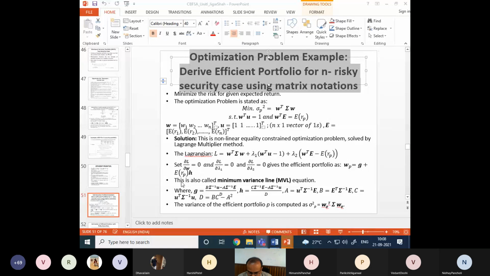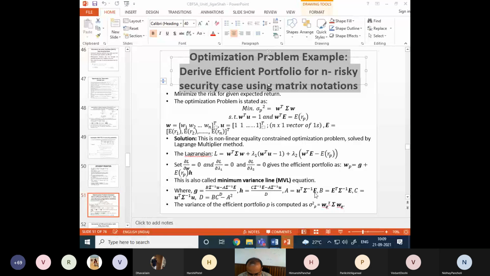E of RP is the given expected return, which is 11%. So G and H need to be evaluated. G depends on the E vector, the sigma vector, which is known, the U vector, which is a vector of ones, and B. Here H depends on C and D as well as A.